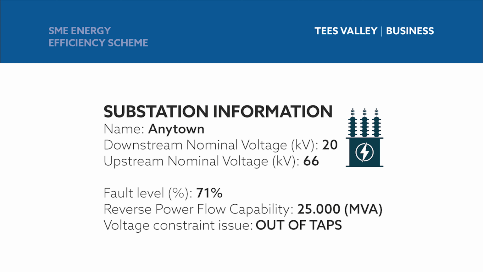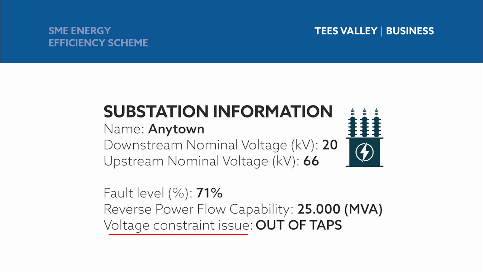Let's move on to look at reverse power flow capability. The information shows that the substation can handle 25 MVA of reverse power flow. Unless you're planning a really big installation, this will probably not be a constraint.